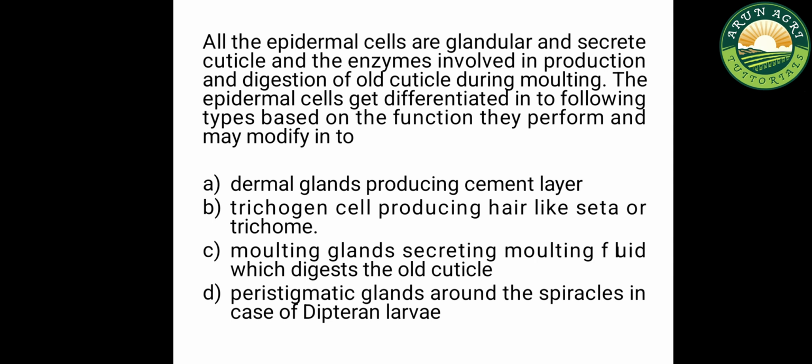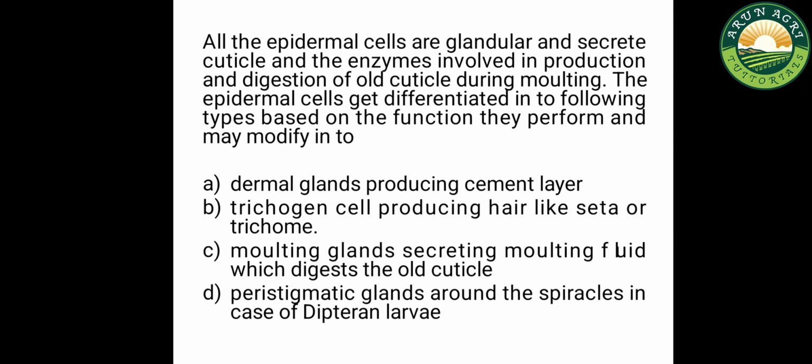The cement layer gives protection from desiccation or any physical injury. The trichogen cell produces the hair-like structure or seta, which we can see on the surface of the insects. Molting glands secrete molting fluid which digests the old cuticle. Molting is nothing but the shedding of the old cuticle followed by the formation of the new cuticle. The old cuticle is digested by the molting gland.